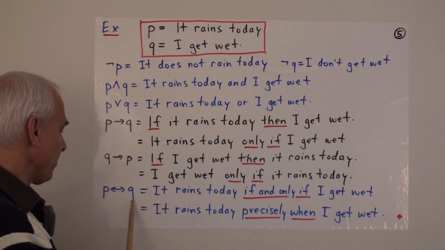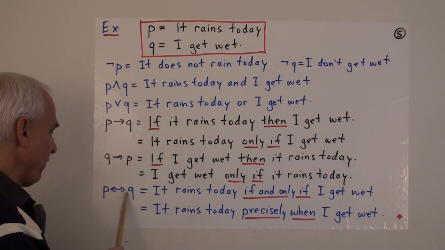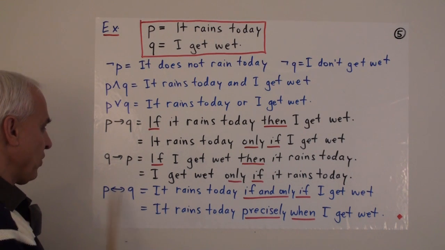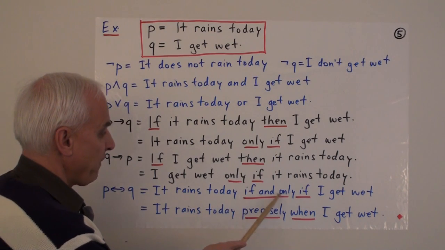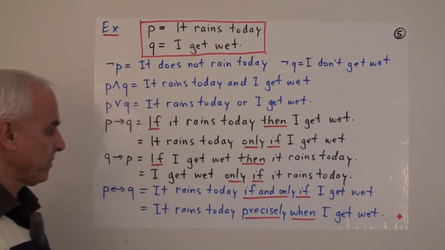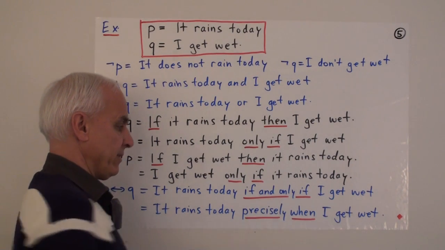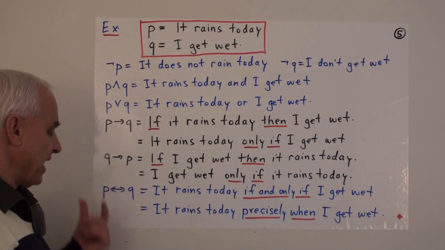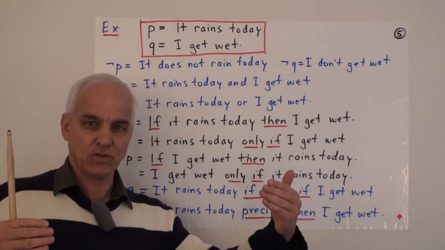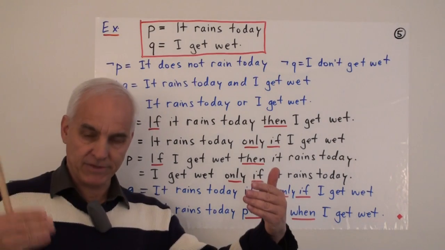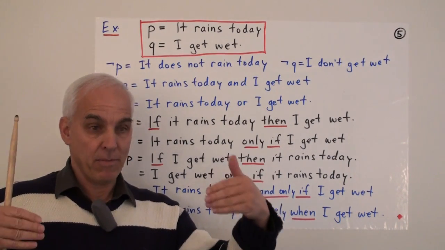And now let's put them together with this equivalence statement. P is equivalent to Q, or P if and only if Q. That would be, it rains today if and only if I get wet. Or I prefer, it rains today precisely when I get wet. This statement is saying, if one of these happens, then the other happens. And it doesn't matter which one happens first. If this one happens, then this one happens, and if this one happens, then this one happens. They either both happen, or they both don't happen.